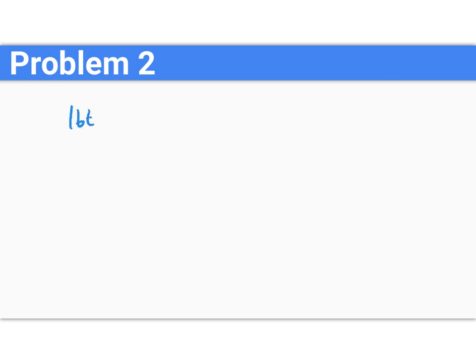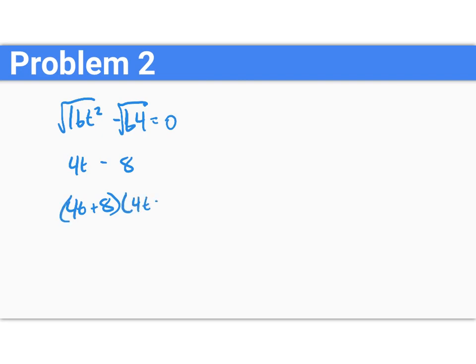So 16t squared minus 64 equal to 0. We take the square root of the first term and the square root of the second term. You get 4t and the square root of 64 is 8. So you get 4t plus 8 and 4t minus 8 equals 0. So 4t plus 8 equals 0. Subtract 8. 4t equals -8, dividing by 4, t equals -2.